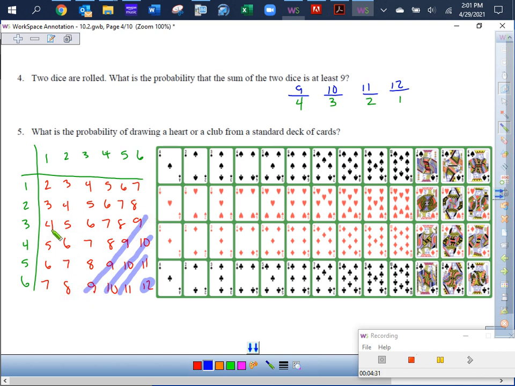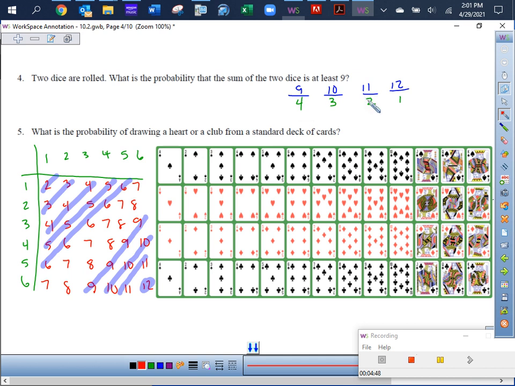I've made this chart many, many times over the years, so I just kind of know. It's like, okay, then there's going to be 5 ways to do this and 6 ways to roll a 7. Then you got to start going backwards because there's less ways to roll a 6, less ways to roll a 5, a 4, a 3, and a 2.